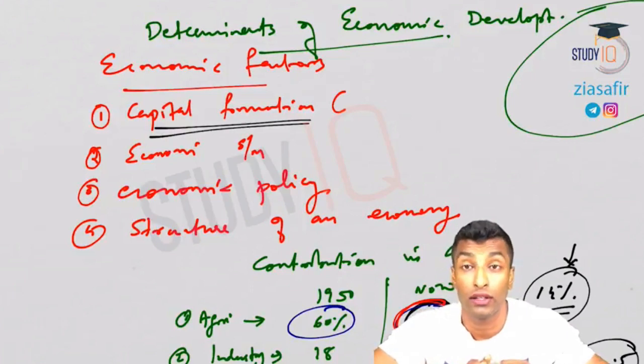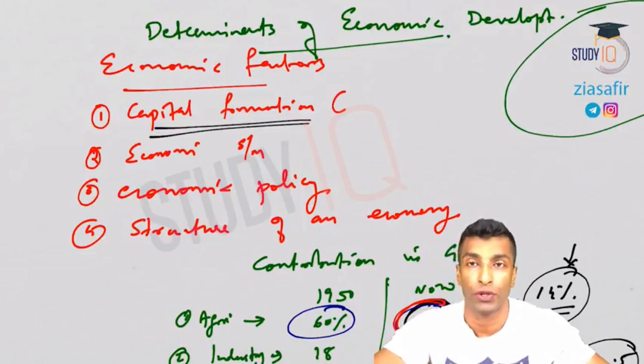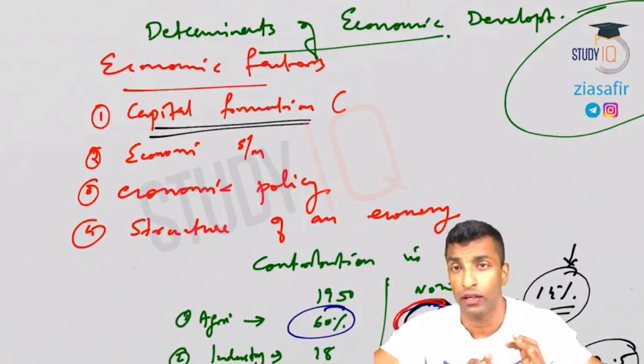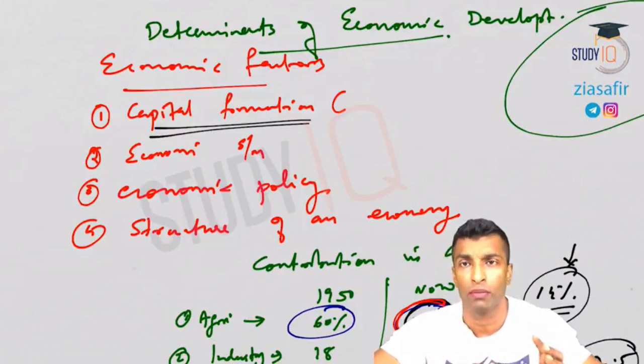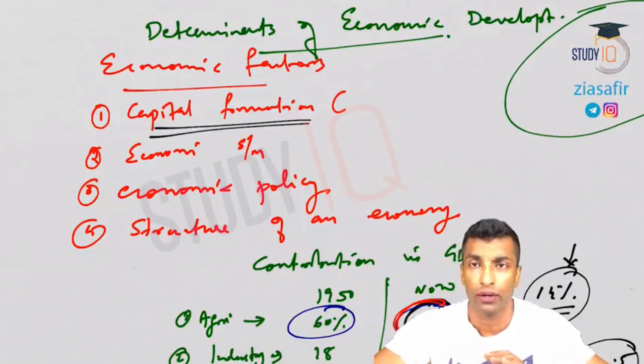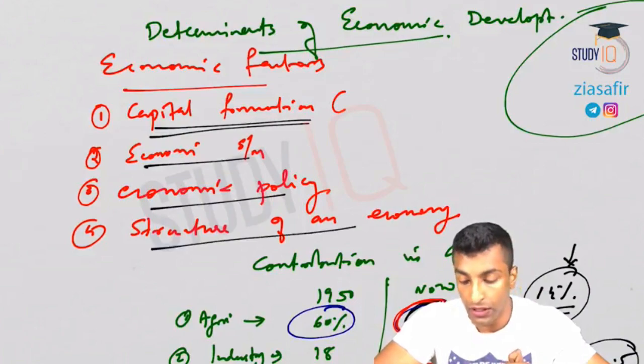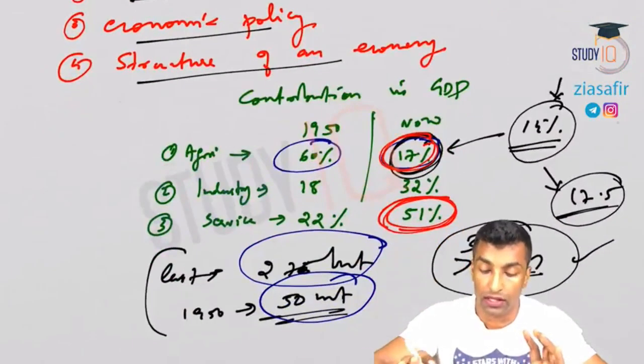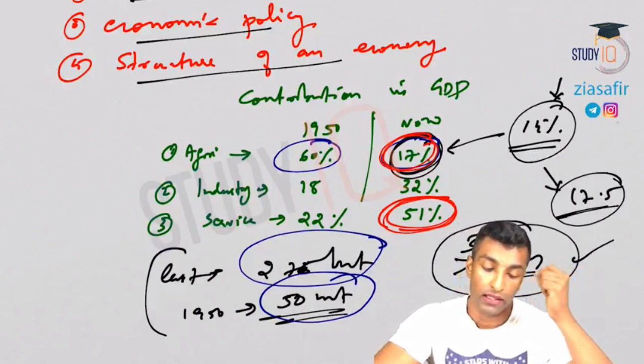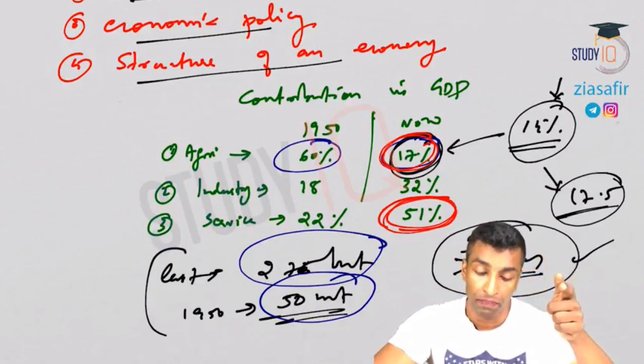I'll also cover the very important concept of ICOR, incremental capital output ratio, which is used in the Harrod-Domar model. There we have already discussed that, but I didn't do the theoretical part. We will do that. And then economic system, economic policy, structure of an economy. This is something I want to explain more, because there is a possibility that you'll get a question.